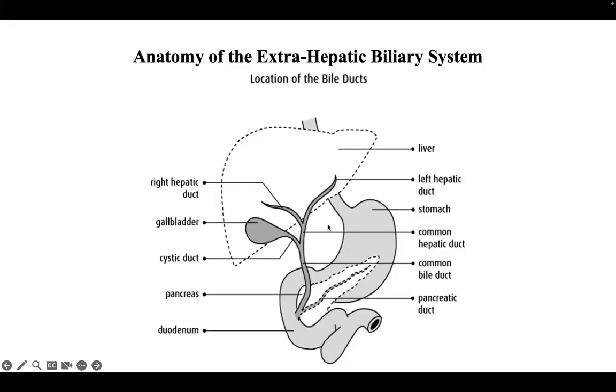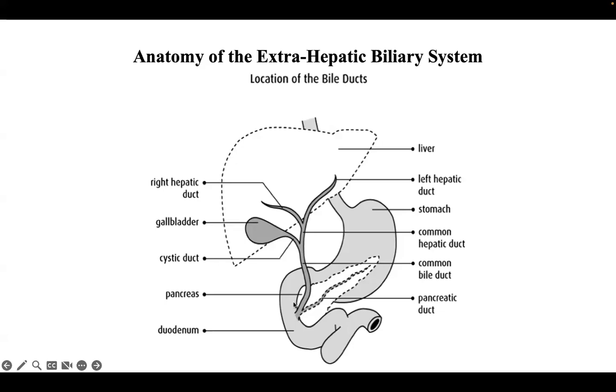You have the right and left hepatic ducts, which are coming from the liver, and they will join to form the common hepatic duct. Then you have the gallbladder, which will join with the cystic duct to form the common bile duct, the CBD. So these will all go, and this is where the ampulla of Vater is, right? This is where you will find your periampullary carcinomas as well. We will discuss that later.